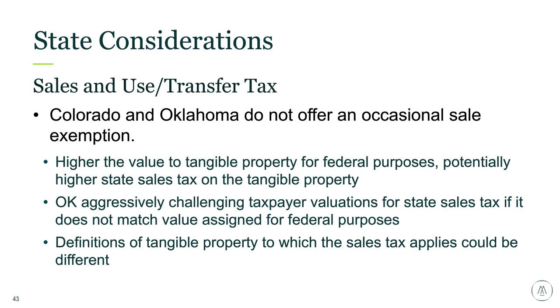what this is hitting on mainly is Oklahoma is now aggressively challenging taxpayer valuations for state sales tax if it does not match the value assigned for federal tax purposes. In other words, the state of Oklahoma is going to look at that 8594 and your 1060 allocation and say, well, you know, we think you need to pay a fair amount of tax on the equipment that transferred. And I believe that's sales tax. So don't hesitate to call one of our offices and talk to somebody about this matter.